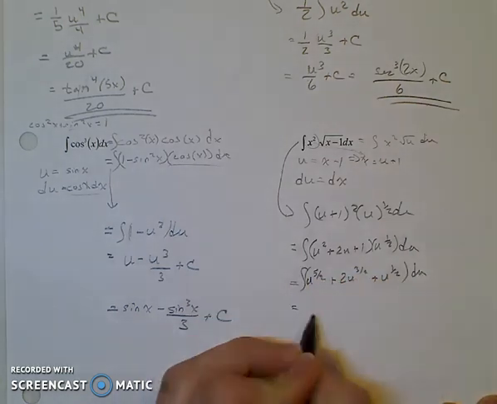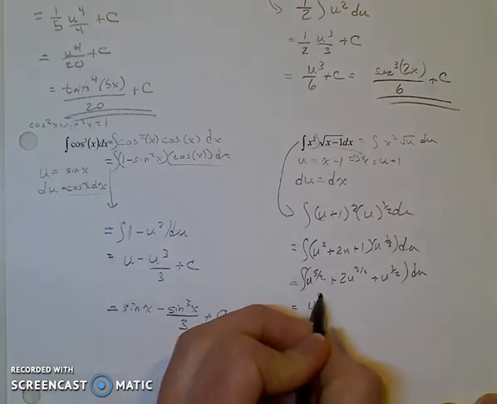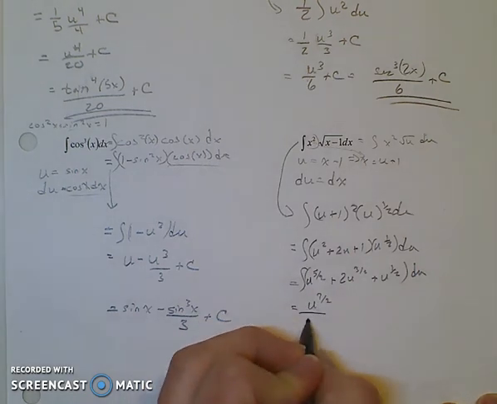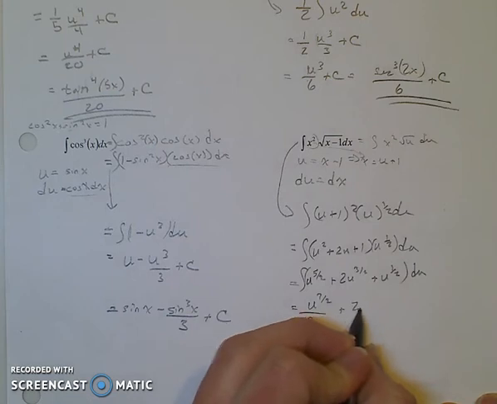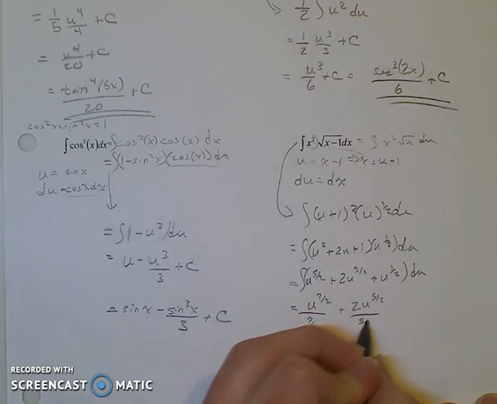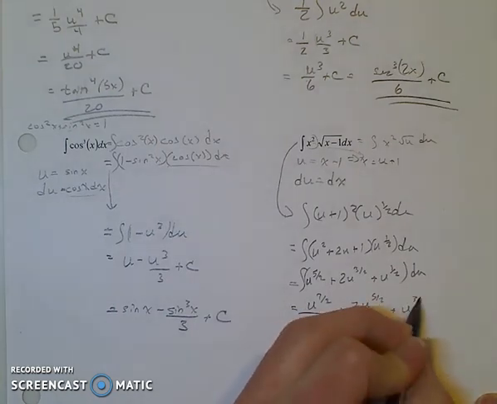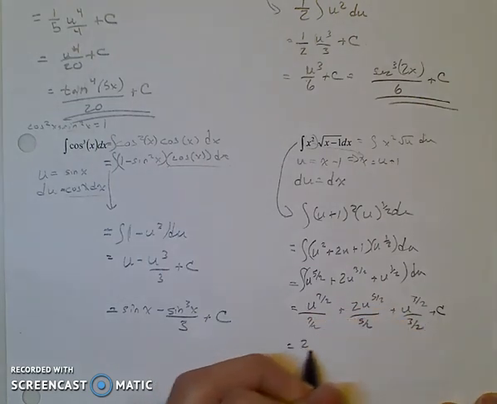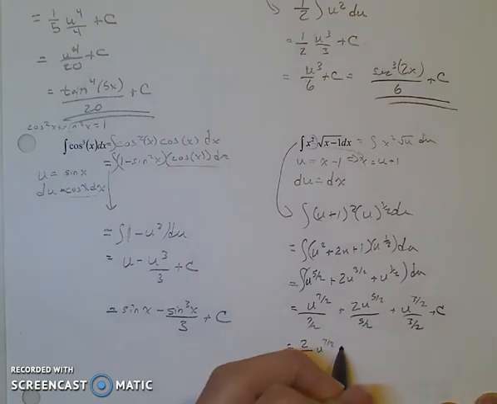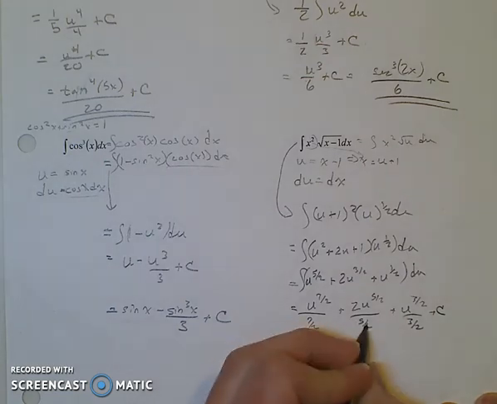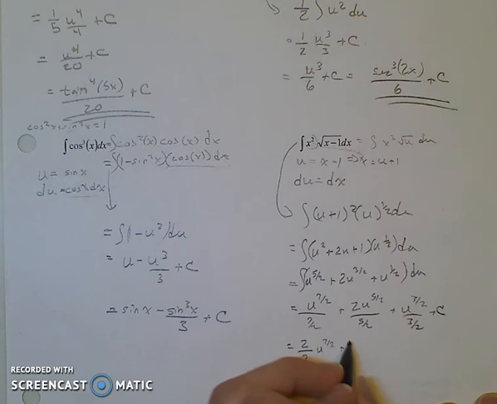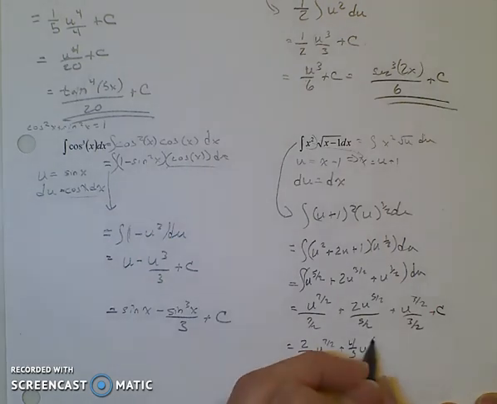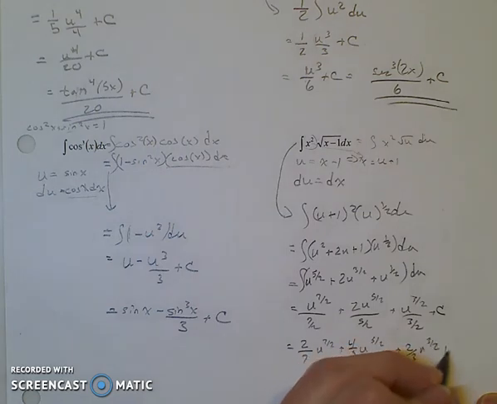And now, yes, take the integral. U to the 7/2 over 7/2, 2u to the 5/2 over 5/2, plus u to the 3/2 over 3/2, plus c. And I'm going to finish writing this out so that we flip and reciprocate here. So we're going to get 4/5 u to the 5/2 and 2/3 u to the 3/2.